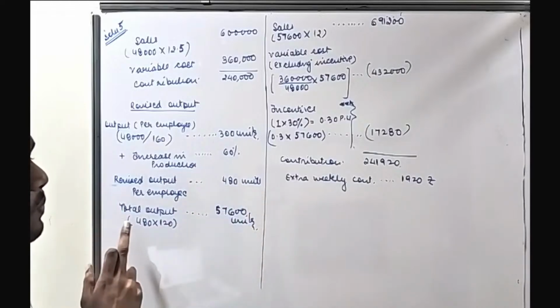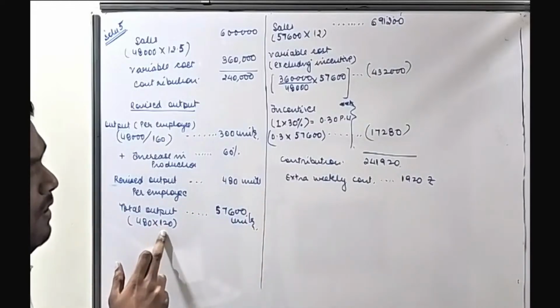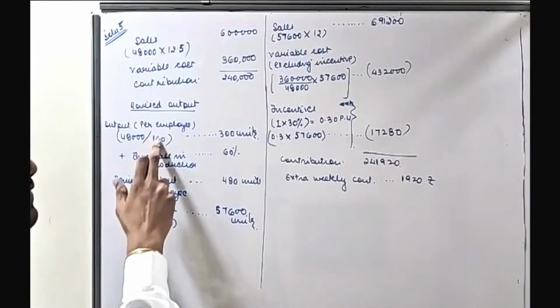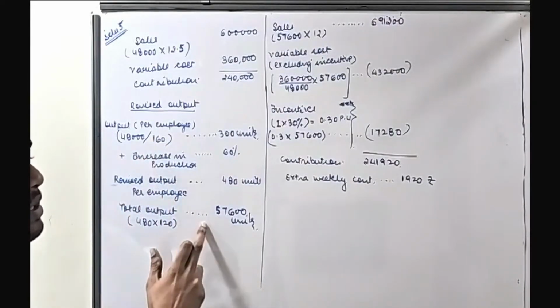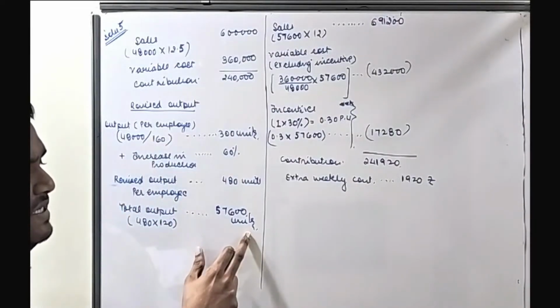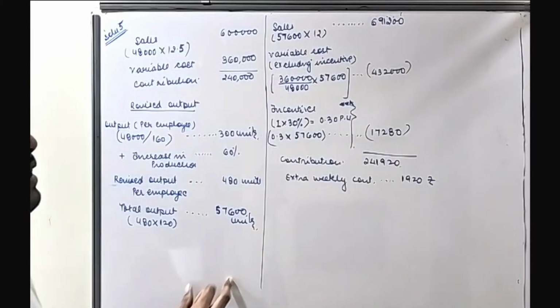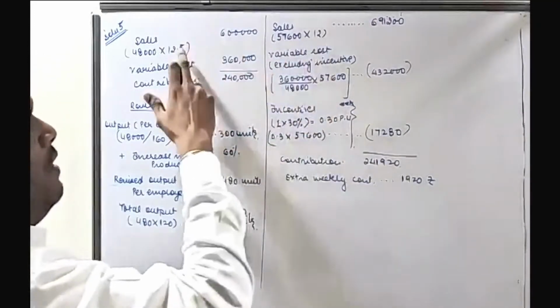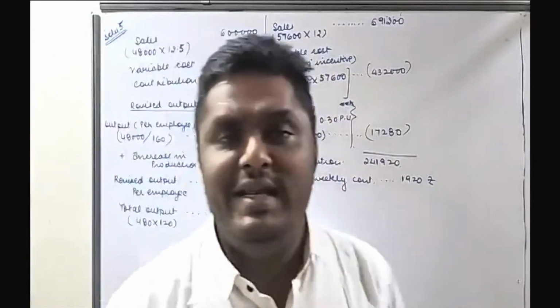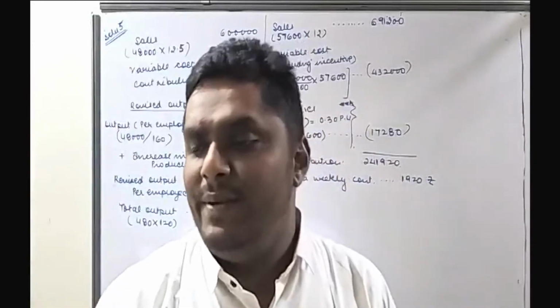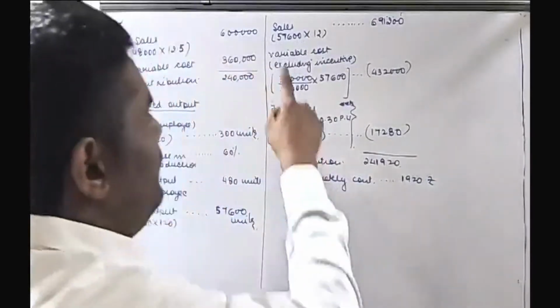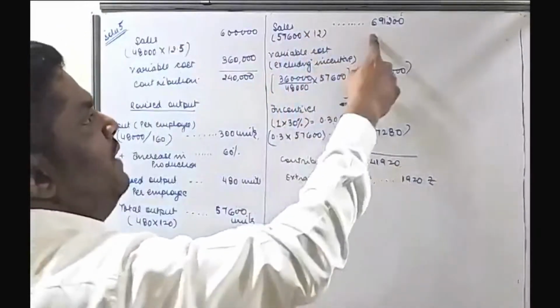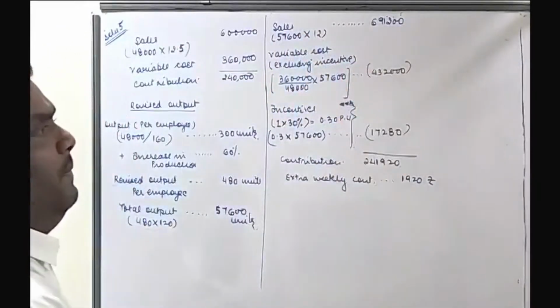So my total output will be 480 into, now the number of employees has been reduced to 120, from 160 to 120. So accordingly, my units are 57,600. Now the sales will be 57,600 into 12, because it is given that to sell the increased output, we need to reduce the selling price by 4%. So 57,600 into 12, we will get 691,200.